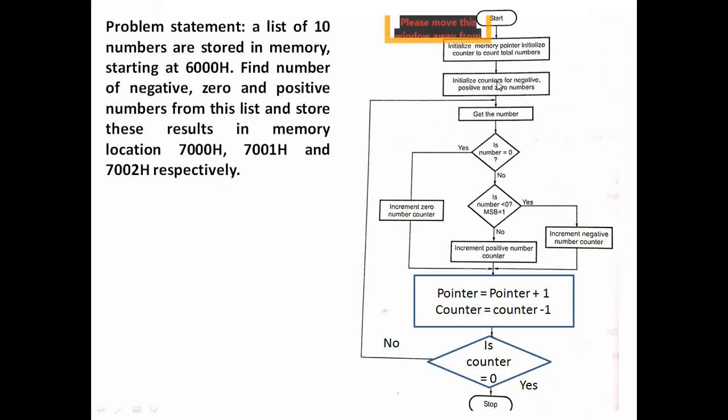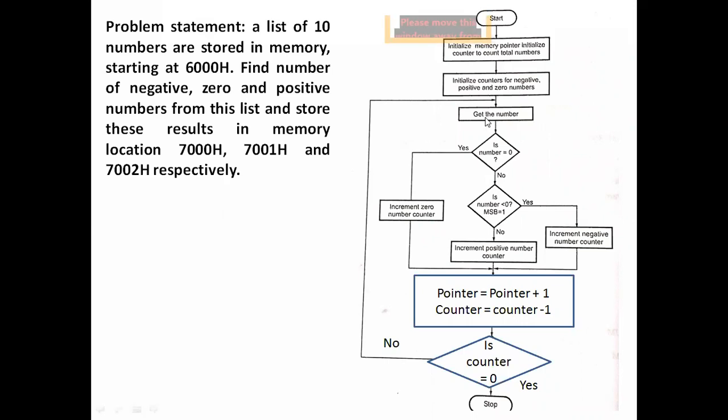Then we have to initialize the counters for the negative, positive, and 0 numbers. For that purpose, we have to use 3 different registers, because one will be counting negative numbers, one will be counting 0 numbers, and another will be counting positive numbers. So for this counting, we require 3 registers.